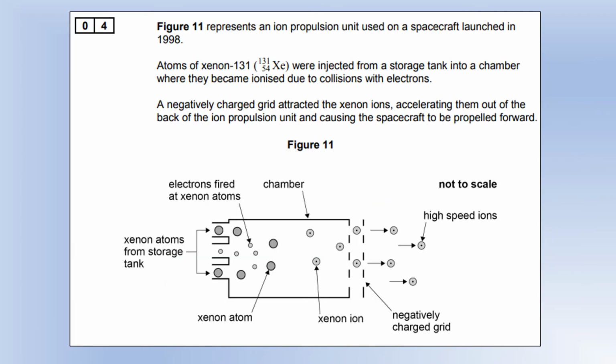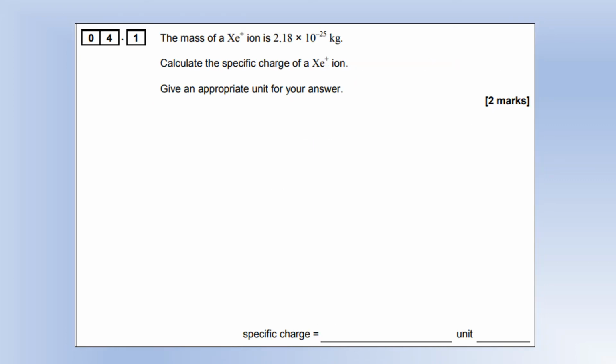Okay, so now we've got an ion propulsion unit used on spacecraft launched in 1998. Atoms of xenon 131 are injected from a storage tank into a chamber where they become ionized due to collisions with electrons. A negatively charged grid attracts the xenon ions, accelerating them out of the back of the ion propulsion unit, causing the spacecraft to be propelled forwards. So by accelerating the ions one way, the spacecraft is propelled the other way, essentially.